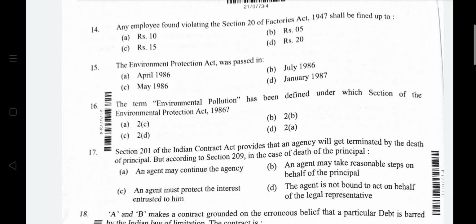Question number 15. The Environment Protection Act was passed in A. April 1986, B. July 1986, C. May 1986, D. January 1987. Answer is May 1986, option number C.